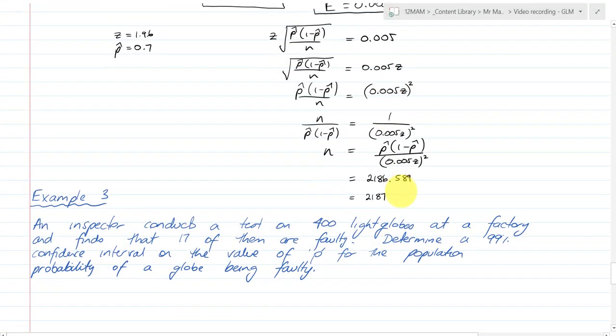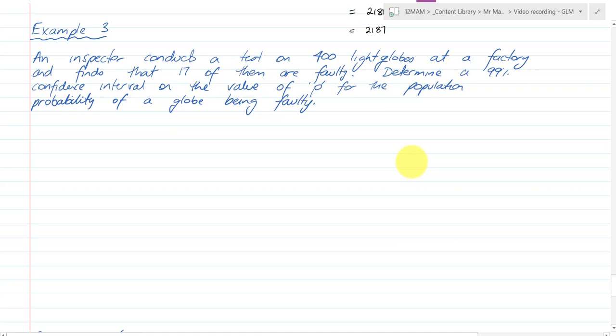Let's have a look at our next example, example 3. An inspector conducts a test on 400 light globes at a factory and finds that 17 of them are faulty. Determine a 99% confidence interval on the value of p for the population probability of a globe being faulty.